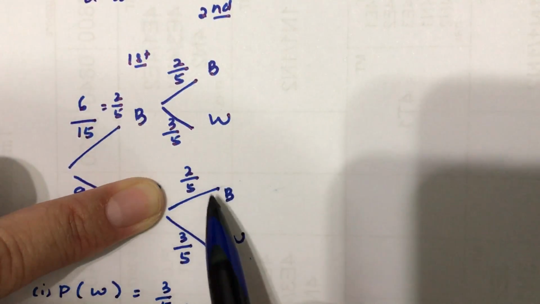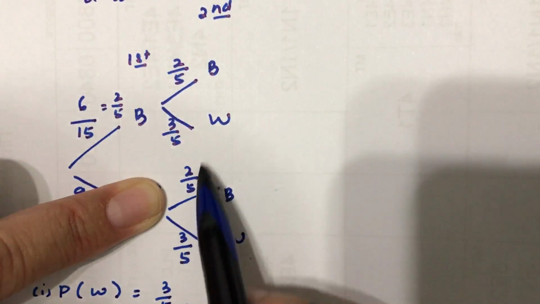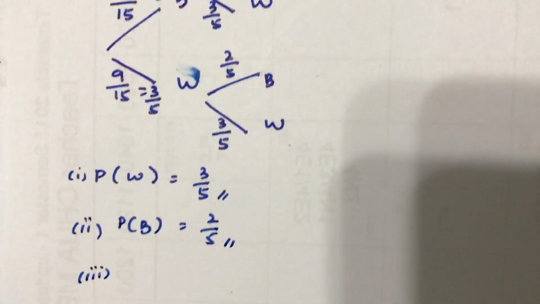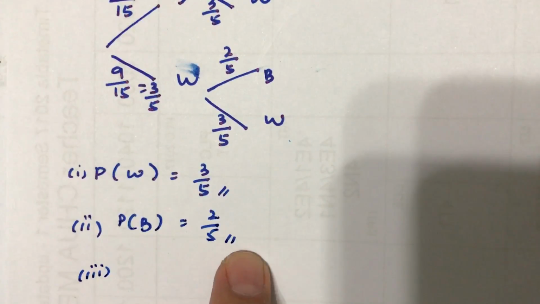So this is an independent case. It's back to as if it's at the very beginning, which is 2/5. So the probability of black is 2/5. That's about it. It's as if it's at the very beginning because this is an independent case.